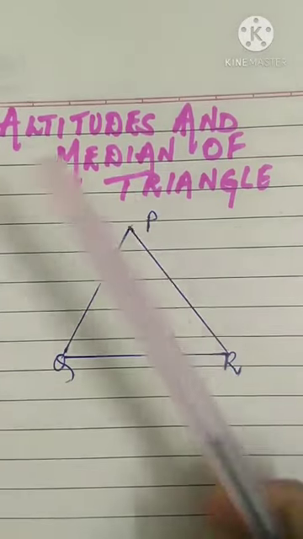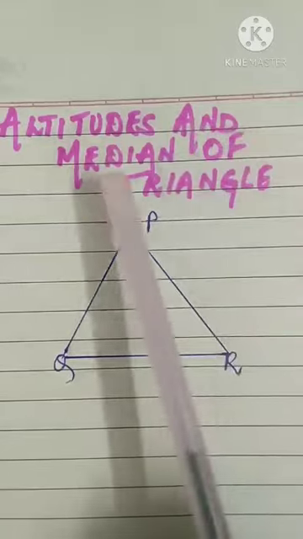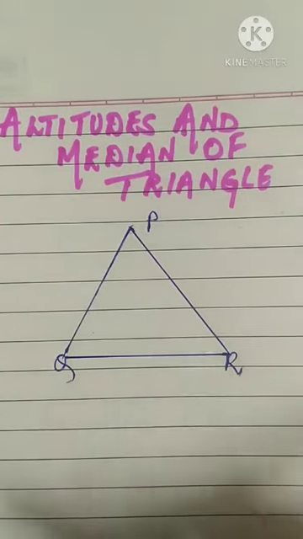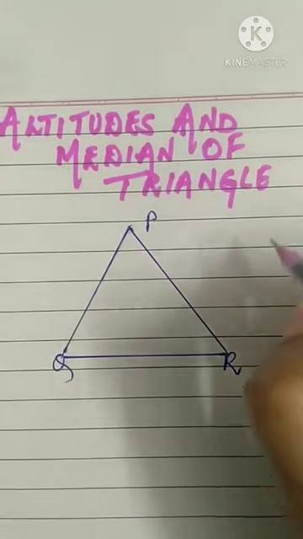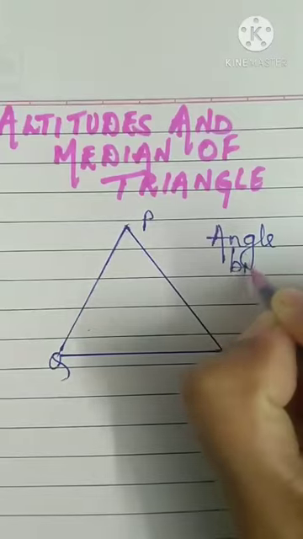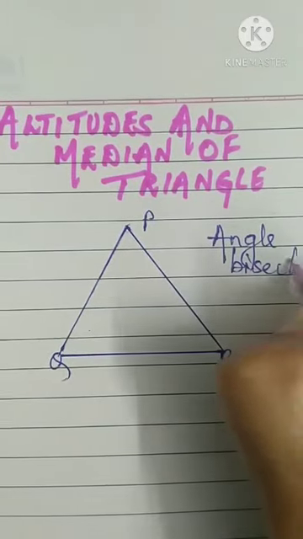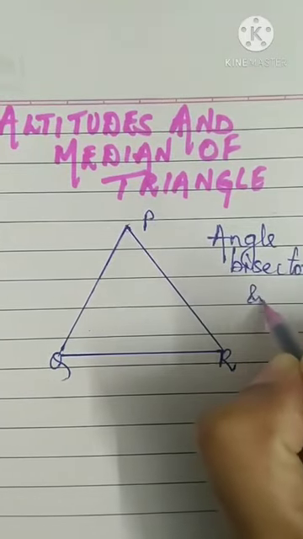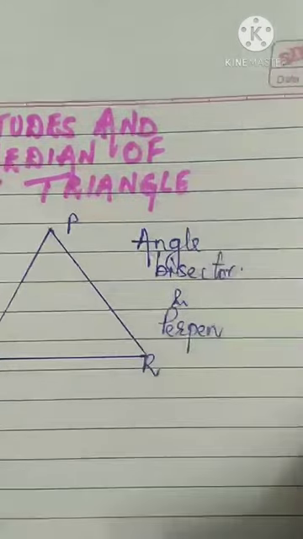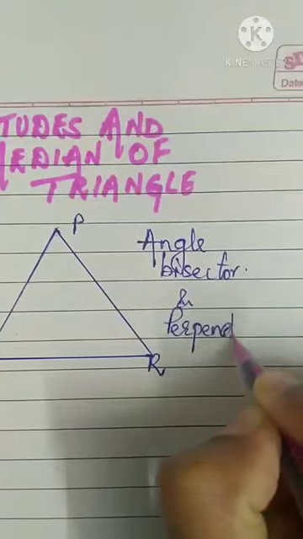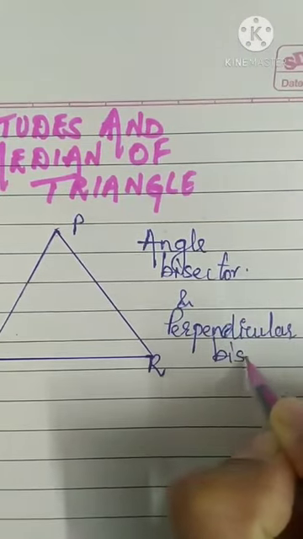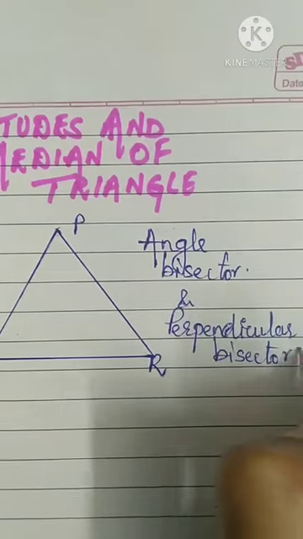Today we will start with the chapter Altitudes and Median of Triangle. Now, in your 7th standard, you have already learned about angle bisector and perpendicular bisectors of triangle. Angle bisector and perpendicular bisectors. Now let me do a quick recap of this angle bisector.